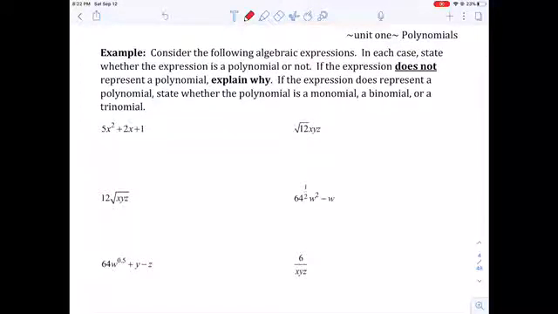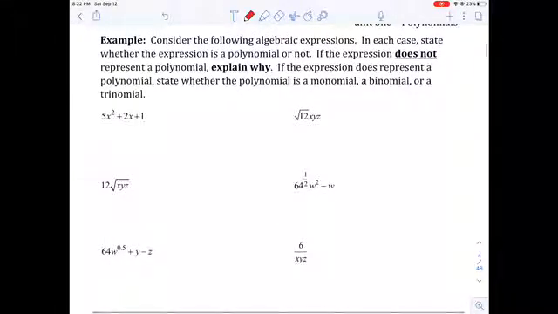So look at this example. It says, consider the following. In each case, state whether the expression is a polynomial or not. If it does not represent a polynomial, explain why. If the expression does represent a polynomial, state whether the polynomial is a monomial, binomial, or a trinomial. This indeed, the first one, is a yes, and this is a trinomial.